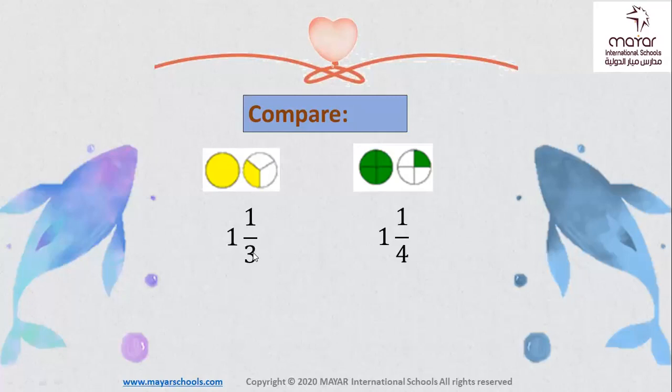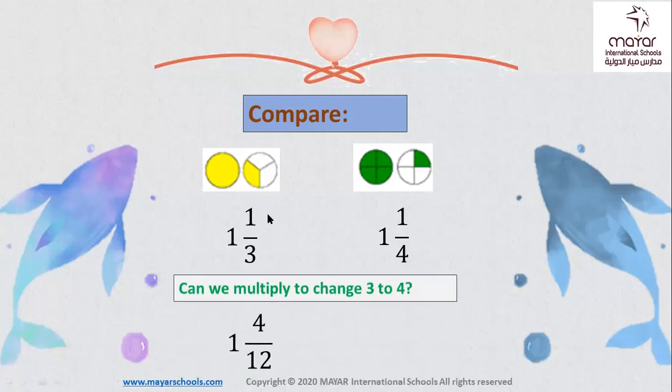How can we multiply 3 to get 4 or 4 to get 3? We can't. But we multiply them by each other to get 12, to get a common multiple. Okay, so we're going to multiply the first fraction by what number, Elian? By 4. We're going to multiply 1 by 4 and 3 by 4. And the second fraction, we're going to multiply it by what? By 3.